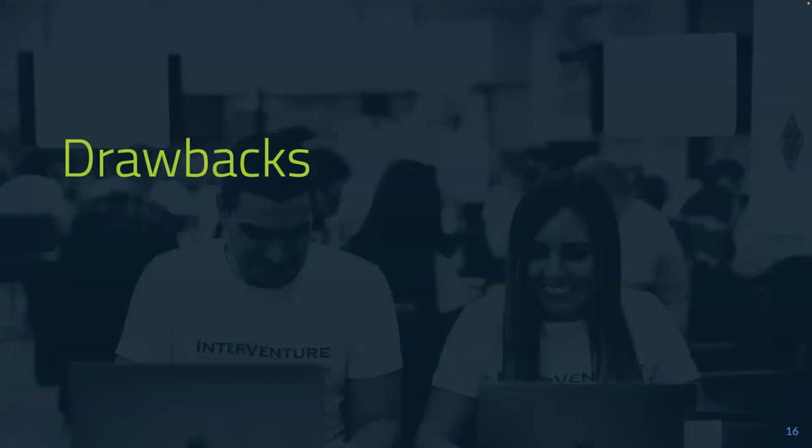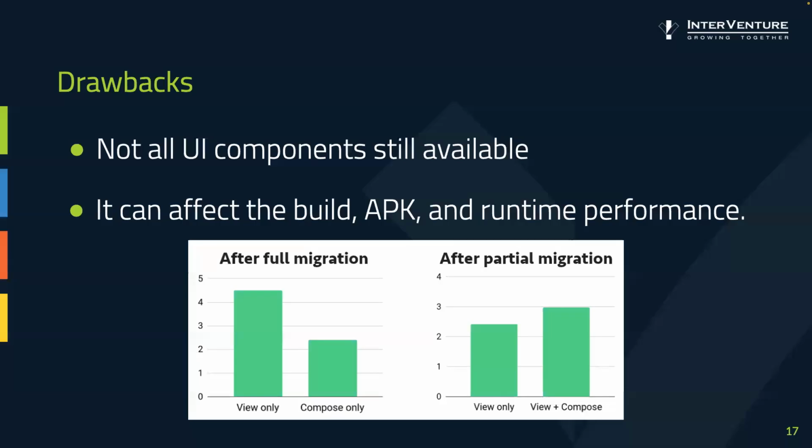So yeah, since we covered all the pros, let's see what the drawbacks are. Here I stated major drawbacks of the composable toolkit. So the first one is that not all UI components are still available, unfortunately, which sometimes can lead to difficulties during the migration. But luckily there is an accompanist repository which represents a group of libraries that aim to supplement Jetpack Compose with features that are not yet available. So yeah, I invite you to check out that repository. It saved us a couple of times.